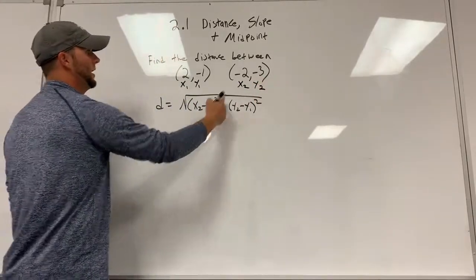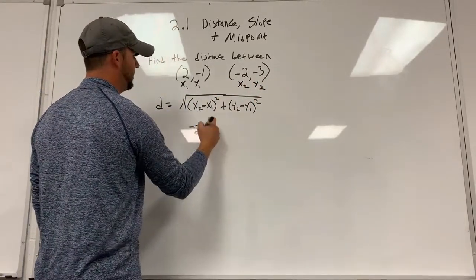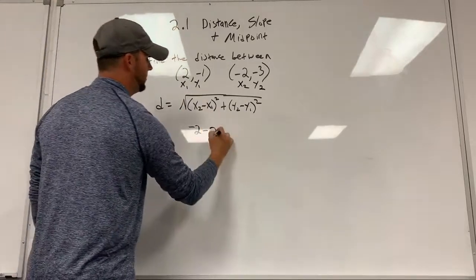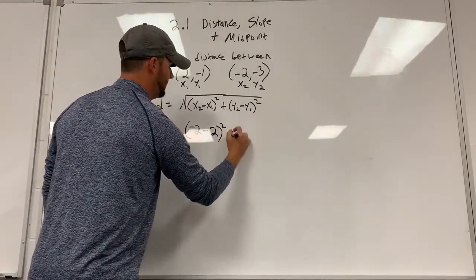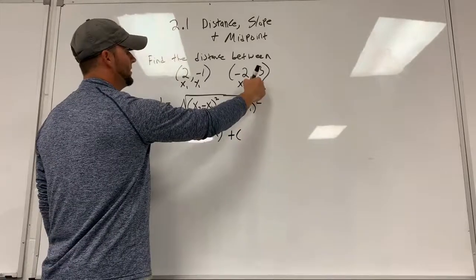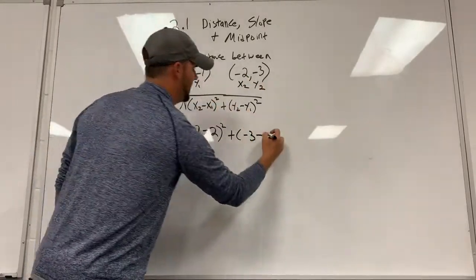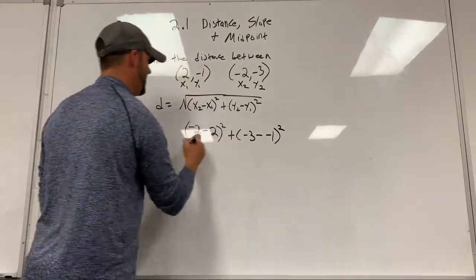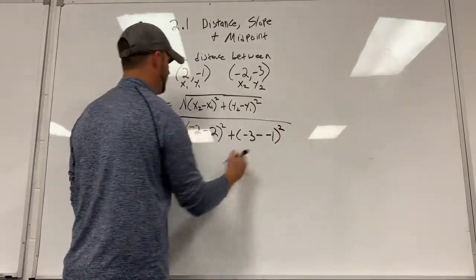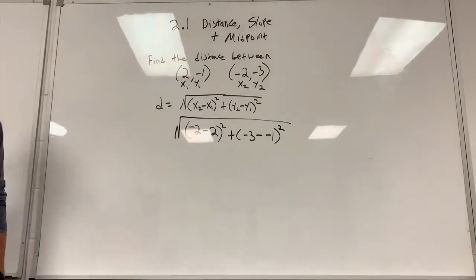So x2 right here is -2. x1 right here is 2. So parentheses squared. y2 right here is going to be -3. And then y1 here is going to be -1. And I'm going to square that. And then I have to take the square root of the whole thing. Make sure you do not forget that step. So let's go ahead and solve for this.